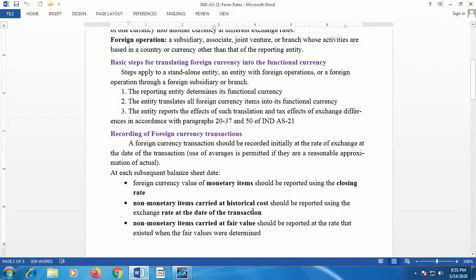Non-monetary items carried at historical cost should be reported using the exchange rate at the date of transaction. That means non-monetary items, meaning fixed assets, etc., are to be recorded at the rate at the date of transaction. That means a fixed asset is purchased on a particular date. On that date, what is the exchange rate? That has to be taken into account.